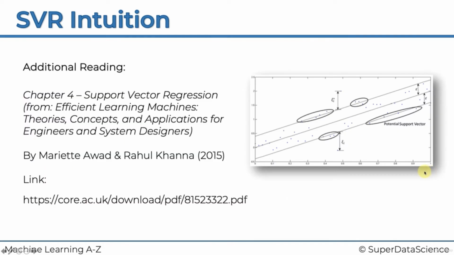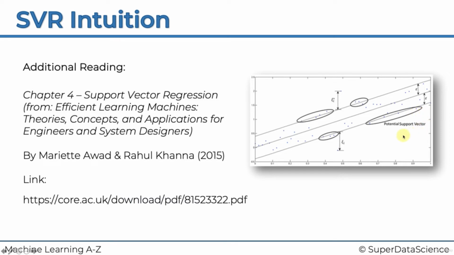And to finish off, as promised, here's the additional reading. If you'd like to learn a bit more, have a look at Chapter 4, Support Vector Regression, in a book called Efficient Learning Machines: Theories, Concepts, and Applications for Engineers and System Design by Mariette Awad and Rahul Khanna. And here's a link where it's aggregated on this portal for published work.